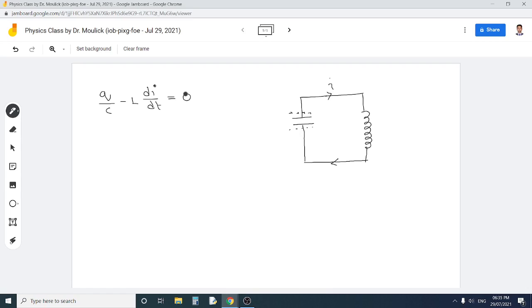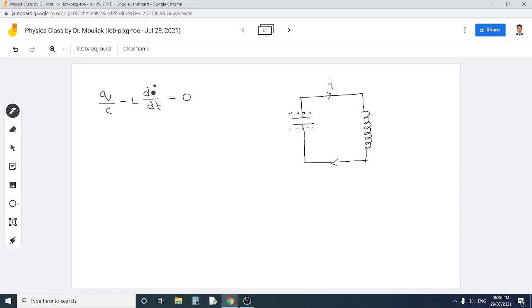Why? Because Kirchhoff's law says you must equate the individual potential drops across all the elements to the final potential difference which is applied across the circuit. Now in this case we do not have any potential difference applied across the circuit. It is only a capacitor and an inductor which are connected. So that is why on the right hand side we have 0.